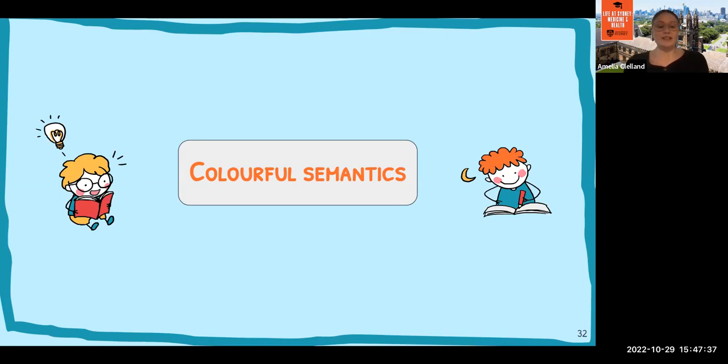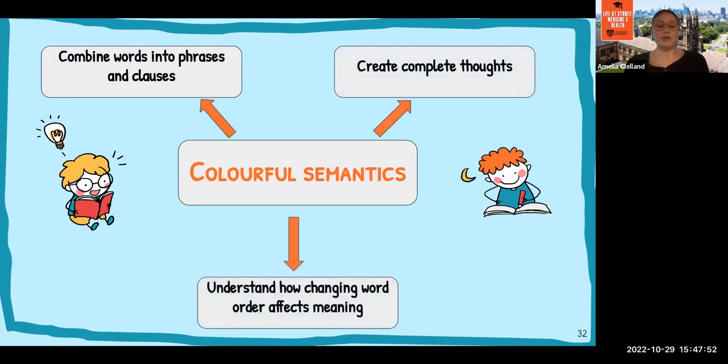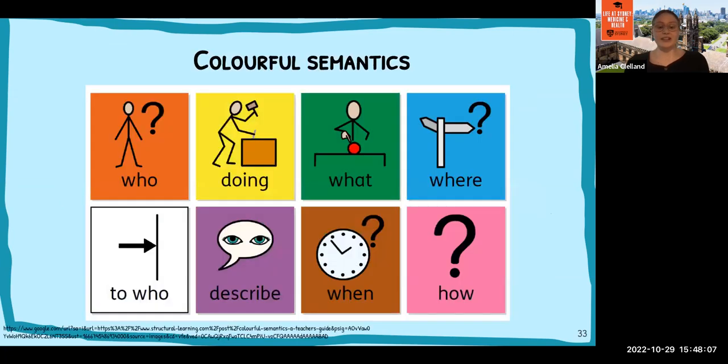Colourful semantics can be used to help students build sentences in both their verbal and written expression. It supports them in many ways, such as learning how to combine words into phrases and clauses, create complete thoughts, and understand how changing word order affects meaning. Clinical evidence has reported that an explicit and theoretically motivated therapy, such as colourful semantics, can benefit a number of children who have limited expressive language skills. Colour-coded visuals are used to help students understand these elements, to create well-structured sentences.